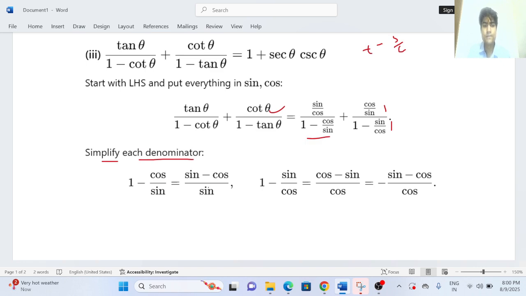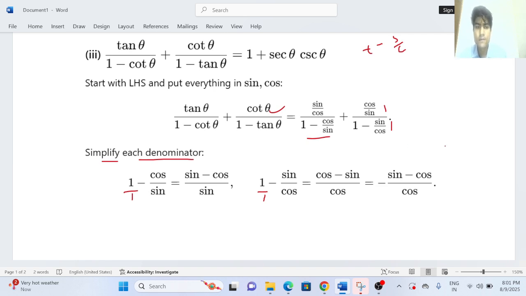For 1 minus cos by sine, we take 1 over here and take sine as common, so we get sine minus cos over sine. I hope this very simple fundamental thing is clear. Similarly for 1 minus sine by cos, you take 1 over here and cos over here, then cos goes below and we get cos minus sine. You try to make them similar, so you change the sign and bring the minus over here. So I think this is clear.